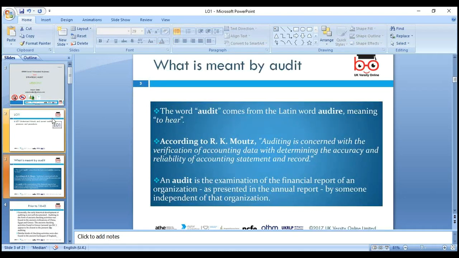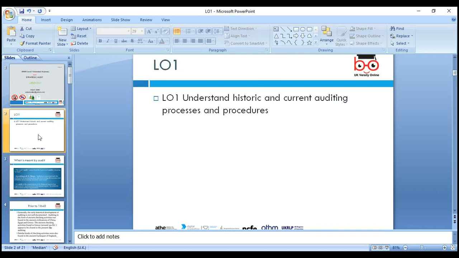And what do you know about audit? Does anybody know anything about audit? What is meant by audit? What comes to your mind about audit? Anybody, any thought about audit?